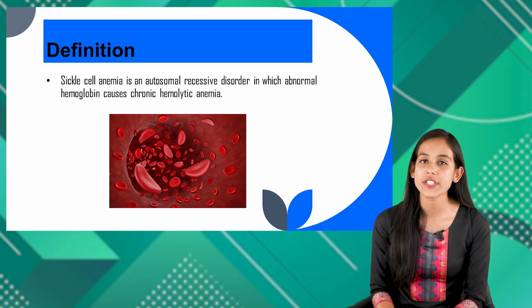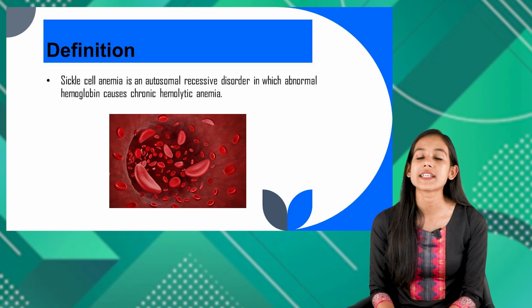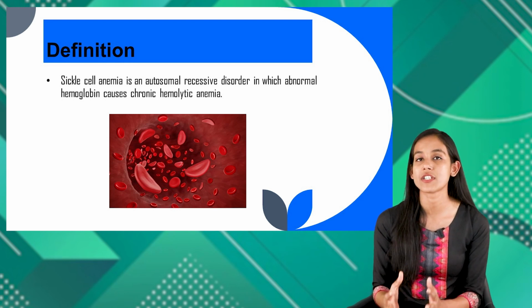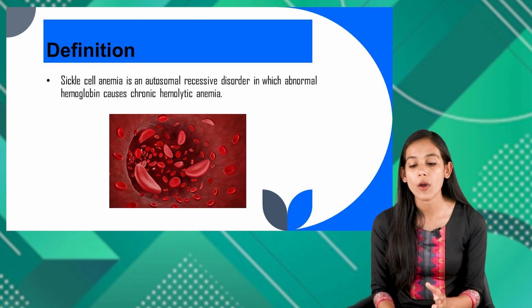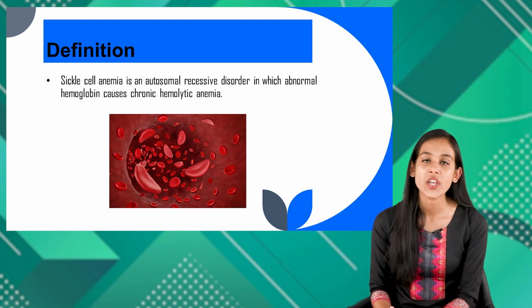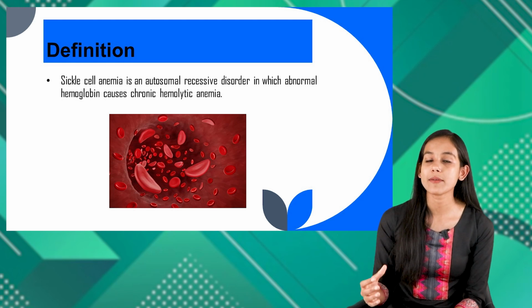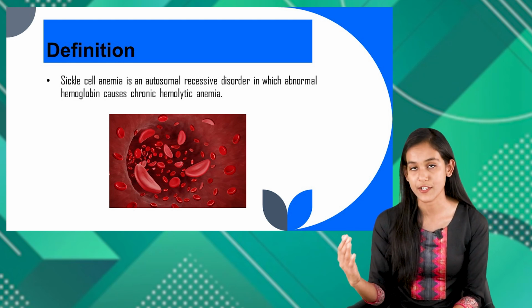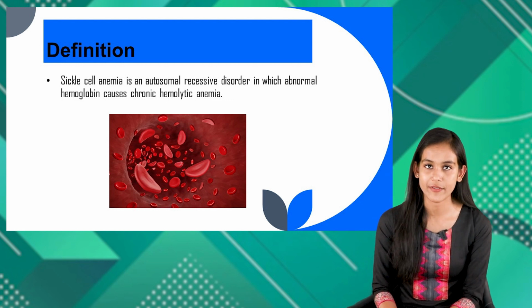Next, let us move on to the definition of sickle cell anemia. Sickle cell anemia is an autosomal recessive disorder in which abnormal hemoglobin causes chronic hemolytic anemia. Here in the first line, we can see that sickle cell anemia is an autosomal recessive disorder, right? So what do we mean by autosomal recessive disorder?